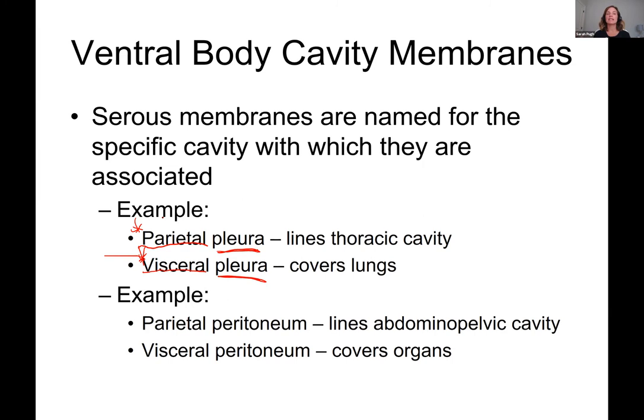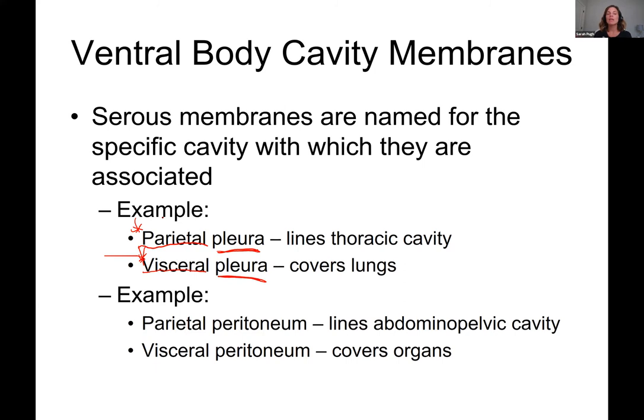So notice the terms parietal and visceral stay the same. So parietal means it lines the cavity, but this time we say instead of serosa, pleura. So now we're looking at a serous membrane that lines the cavity that the lungs are in. Visceral, remember, means organ, and pleura is lung. So visceral pleura is the serous membrane that's lining the lungs themselves.